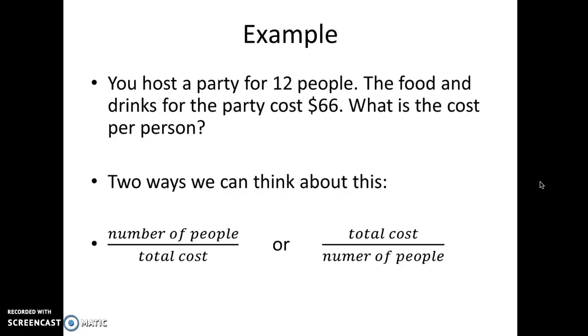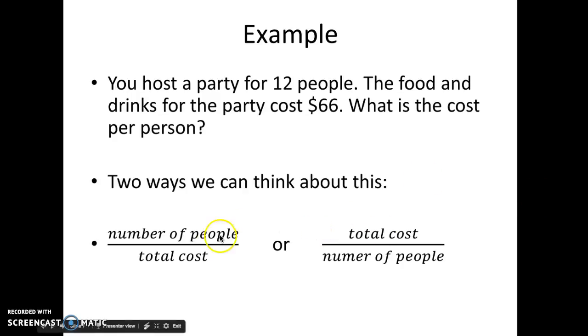So this was the example that we did as our do first. We said you can host a party for 12 people. The food and drinks for the party cost $66. What is the cost per person? So what each of y'all did is you did 66 divided by 12. And so when we think about doing 66 divided by 12, that gave us $5.50.